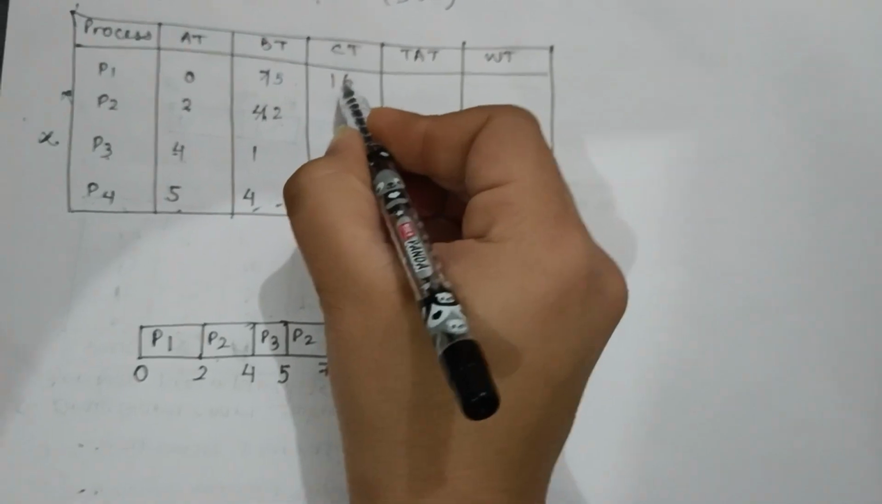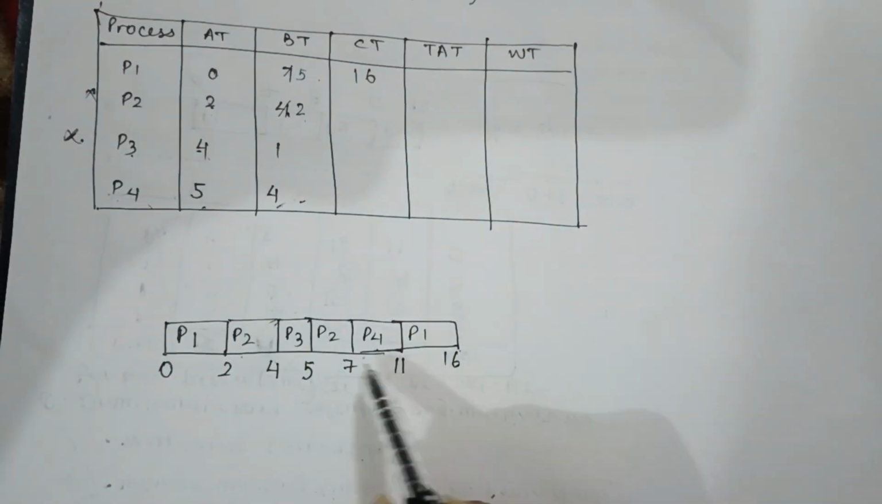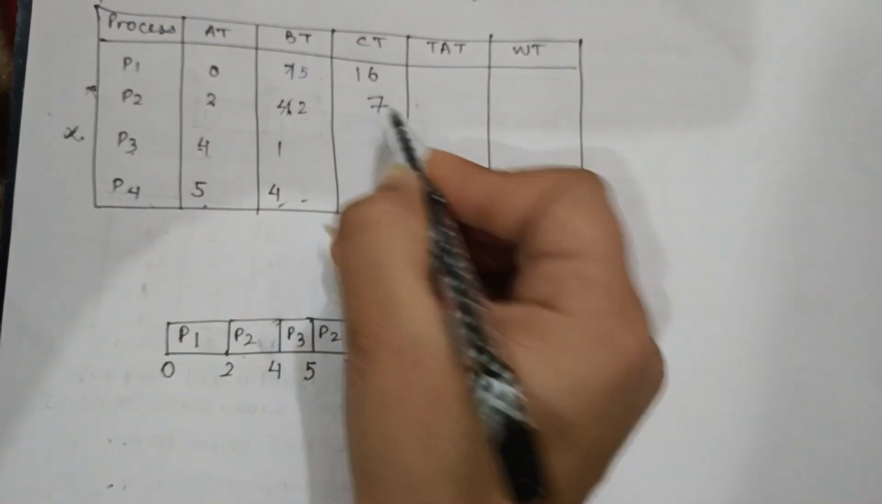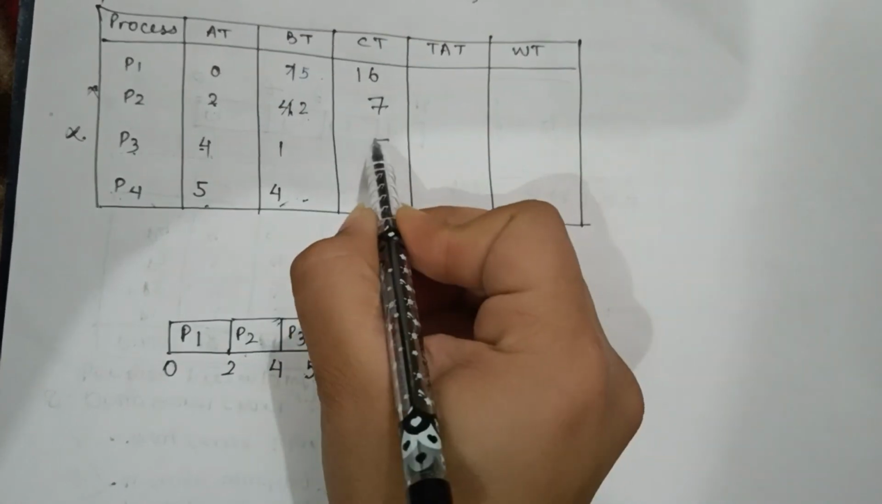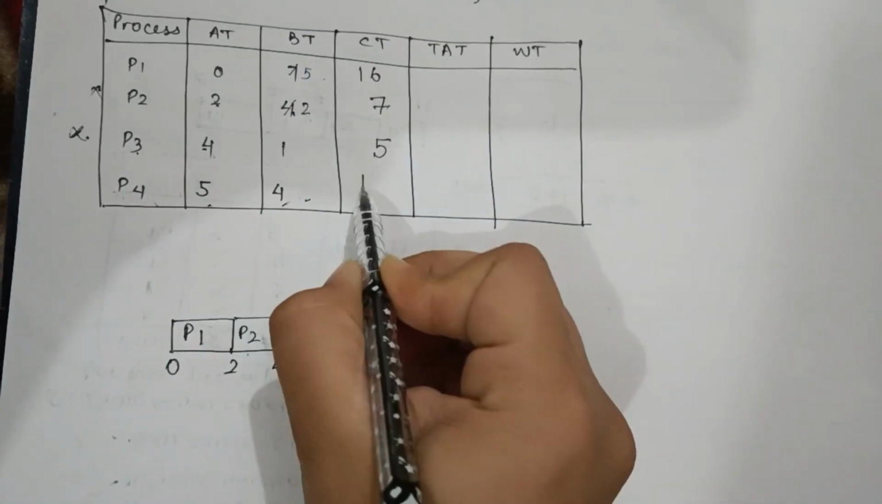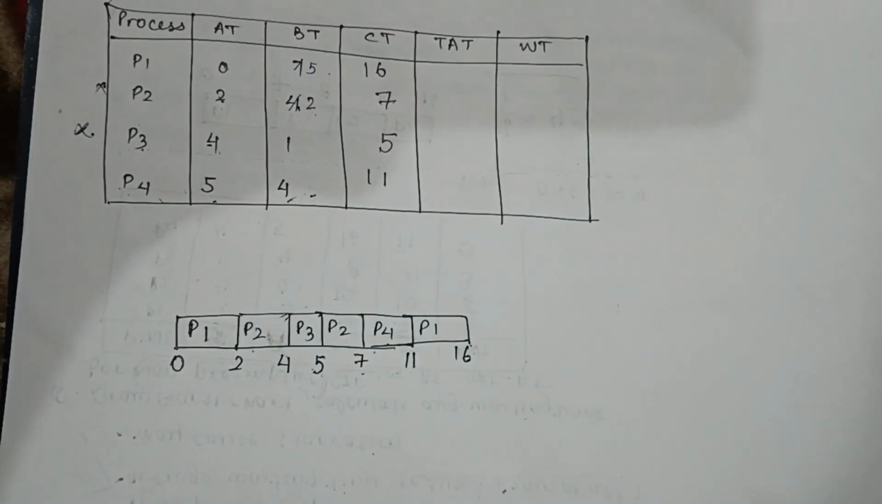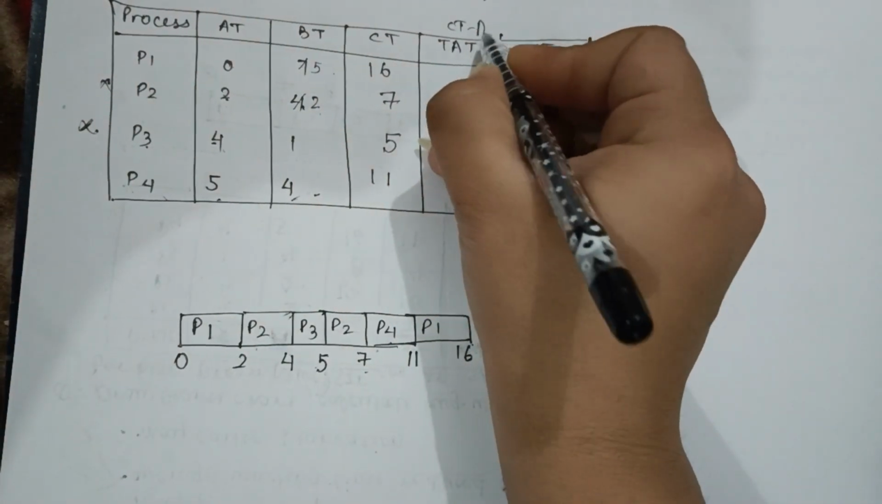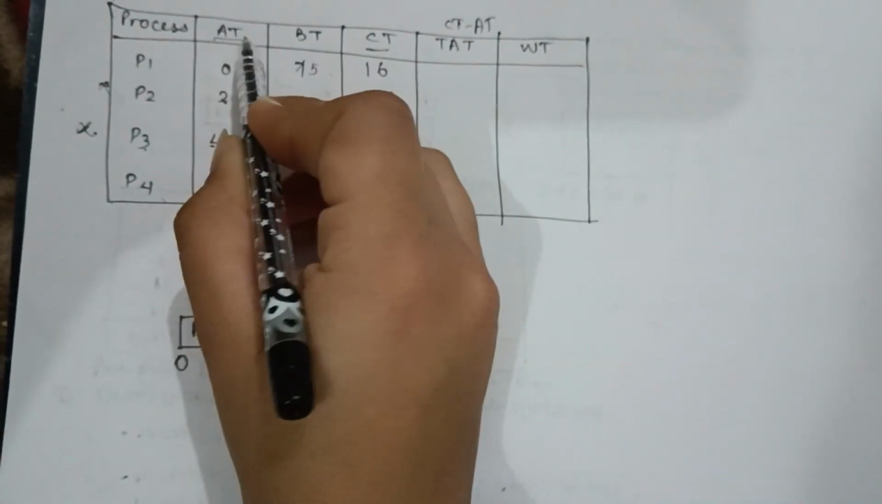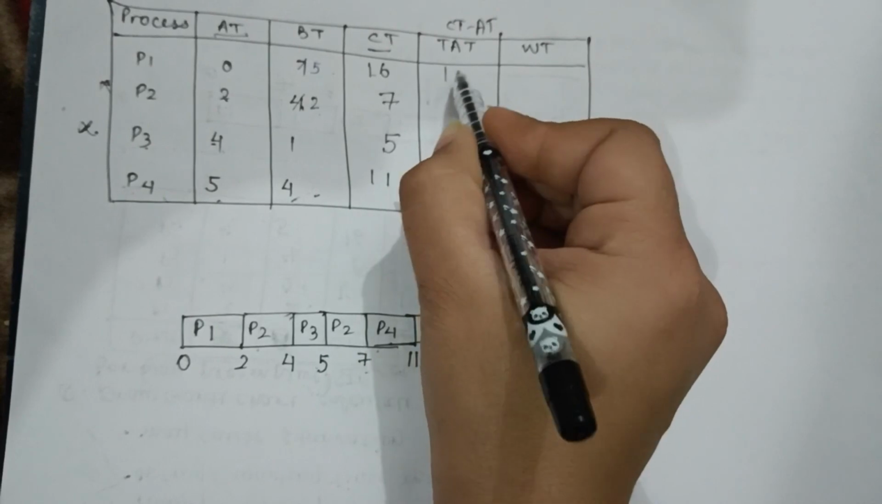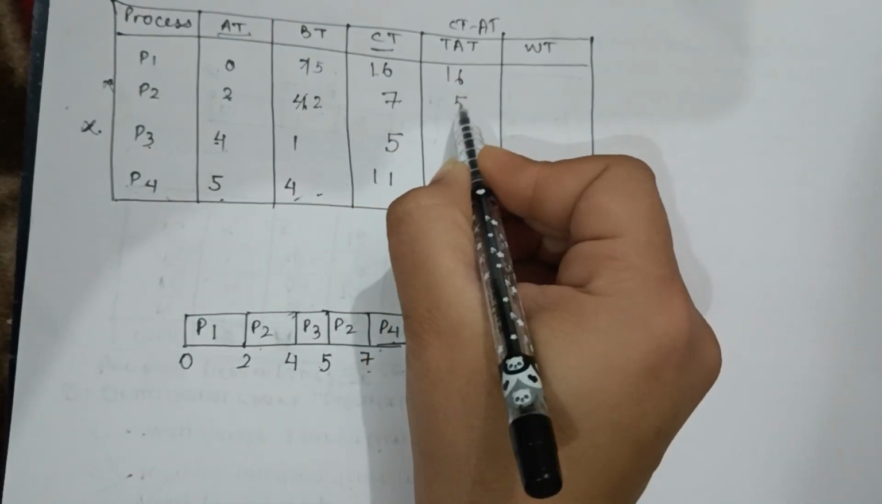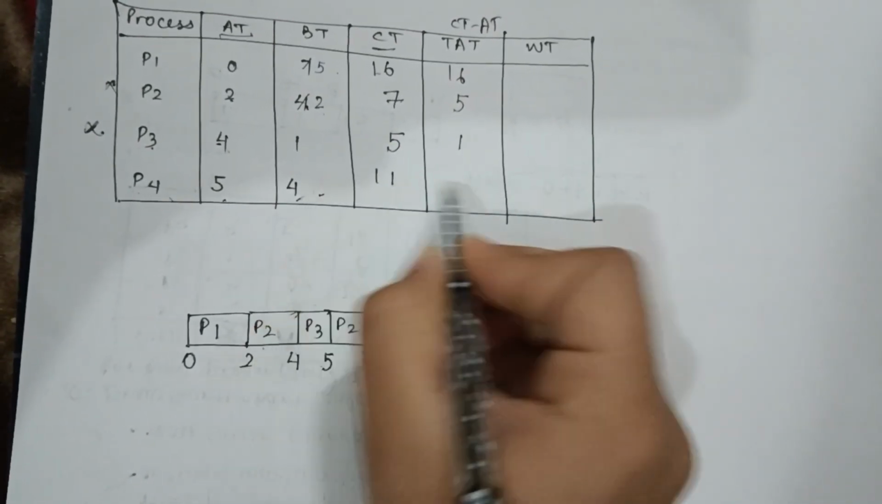it's 16. Then P2 gets completed here, it's 7. P3 completed here, 5, P4 completed at 11. Turnaround time, which is again completion time minus arrival time. This is completion, this is arrival. 16 minus 0, 16. 7 minus 2, 5. 5 minus 4, 1. 11 minus 5, 6.